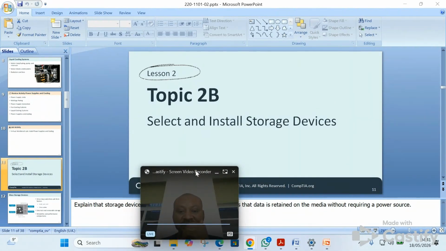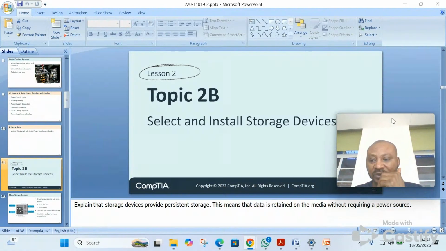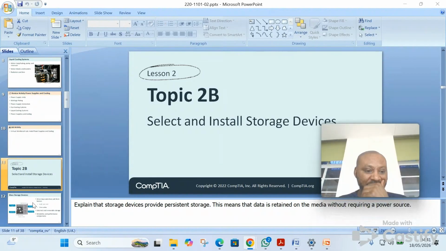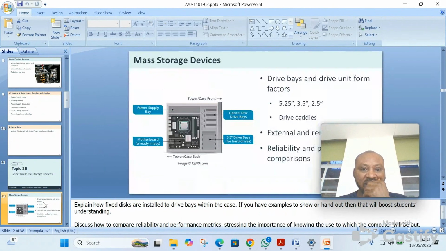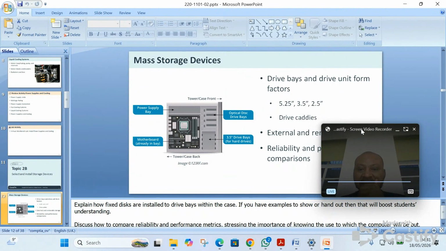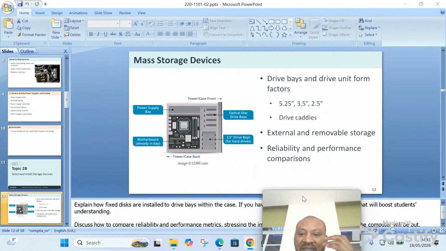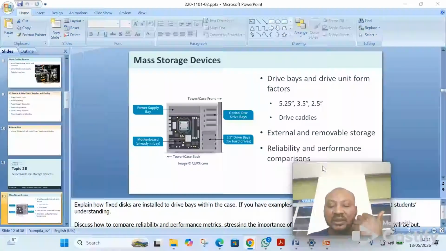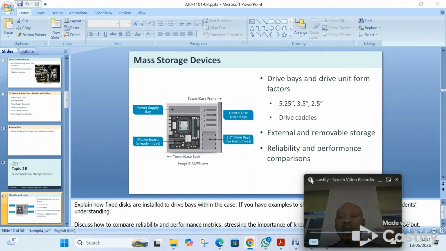Select and install storage devices. So let's see how we can finish lesson 2. Now, select and install storage devices. Lesson 2. Okay, good. So now, storage devices we explained the other day. They are hard drives. That's where we store our information, right?